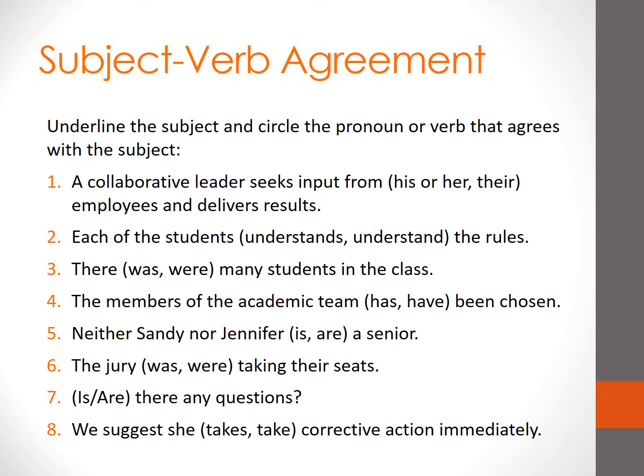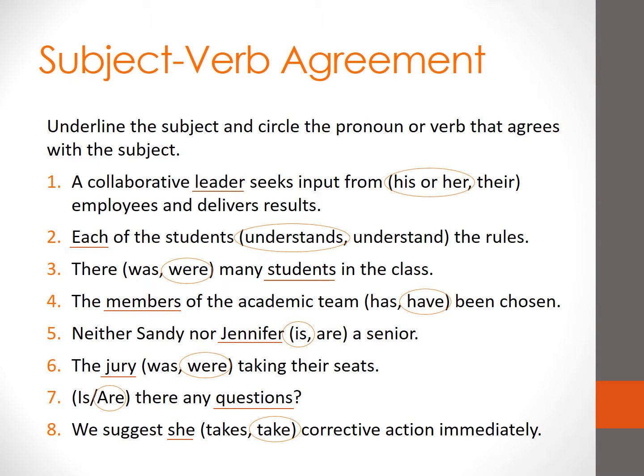Now let's talk about subject-verb agreement. We're going to go through these 8 sentences together, and we're going to underline the subject and circle the pronoun or the verb that agrees with the subject. And rather than go through all of those bullet points in your primer first, those will emerge as we work through these sentences together. But students often make mistakes by misidentifying the subject with which the pronoun or the verb needs to agree. So we'll go through those together.